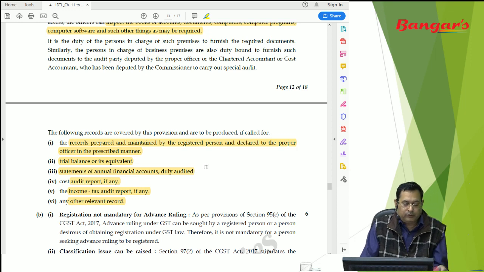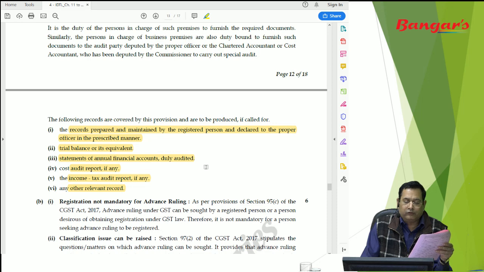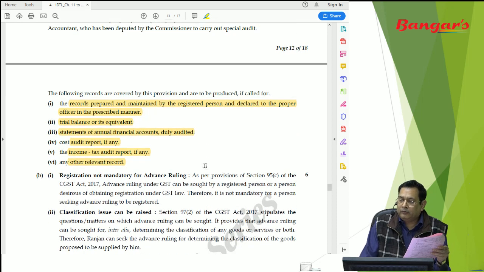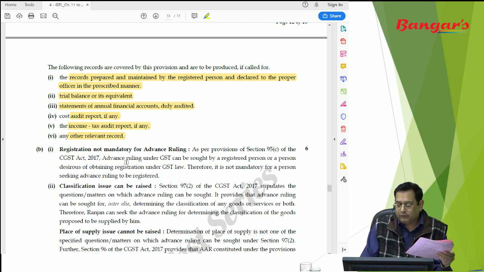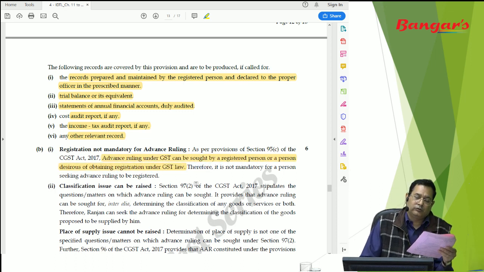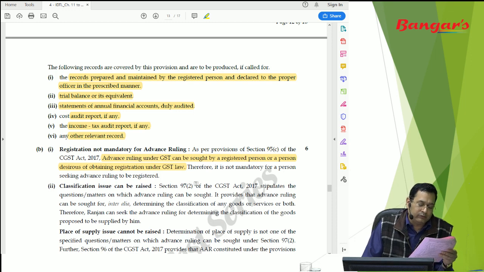The next question was in relation to advance ruling. The first aspect is whether only a registered person can seek an advance ruling. The answer is no. Even if he is not registered, if he wants to undertake any activity, he can seek an advance ruling. That is, advance ruling can be sought by a registered person or a person who is desirous of obtaining registration. So registration is not a mandatory condition.